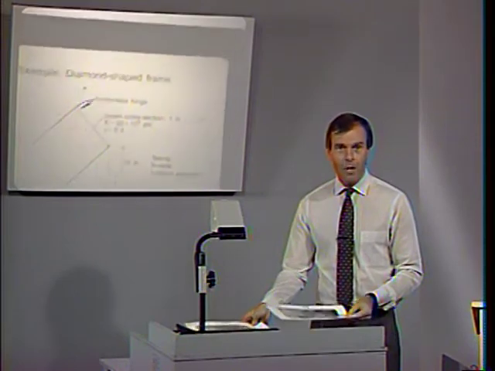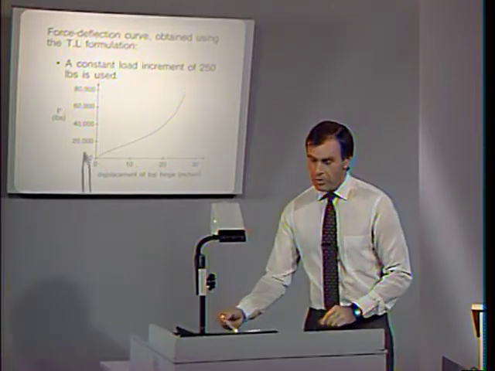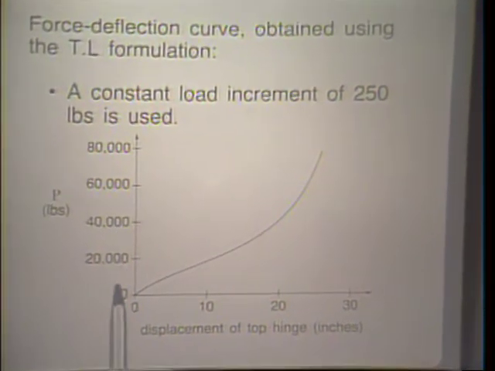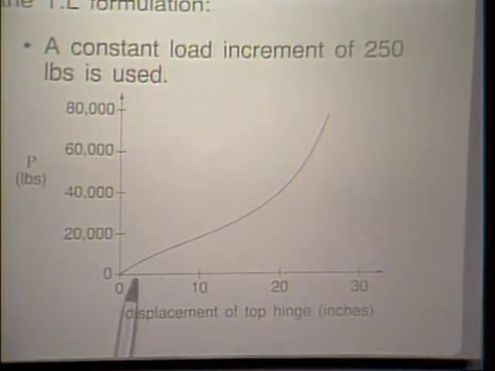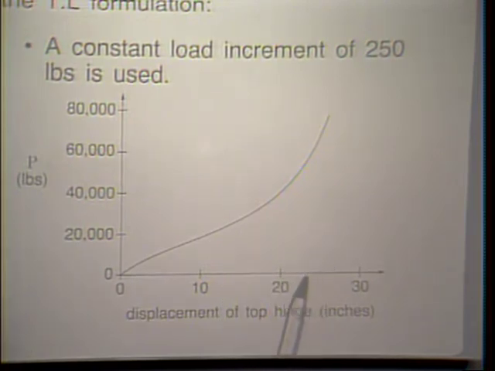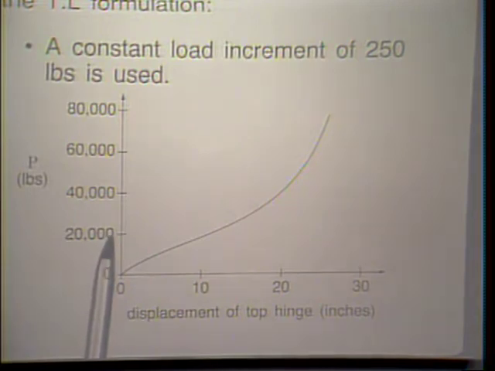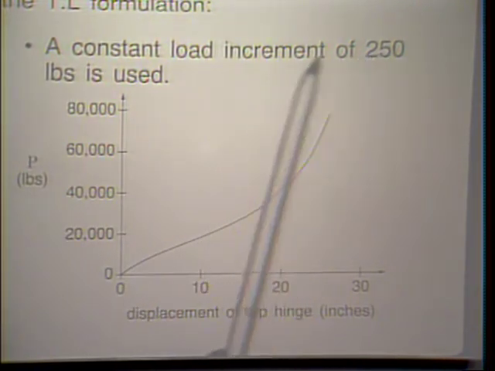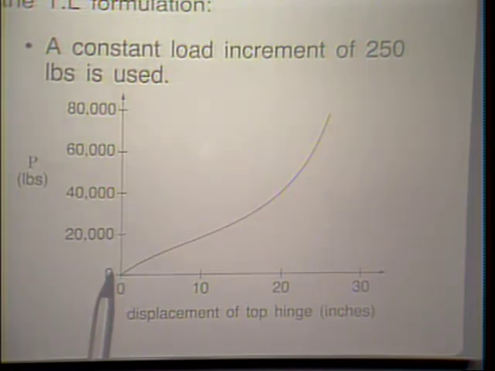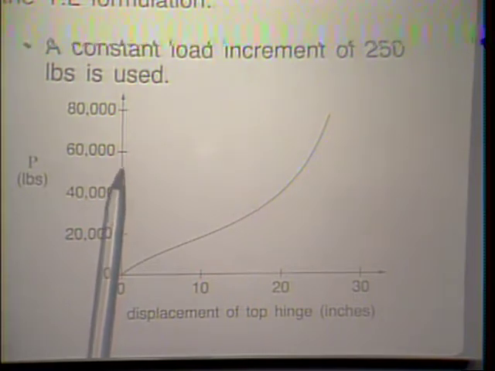The displacement of the top hinge of the frame is shown on this view graph. Notice here we are plotting the load P vertically up and the displacement of the top hinge horizontally. Notice that the displacements are very large. We're going up to almost 25 inches here. Notice that for this solution, we used a load increment of 250 pounds. So we use 80 steps to come from 0 to 20,000 pounds. Notice this, of course, is a very large number of steps. You would have used another 80 steps here, and so on.